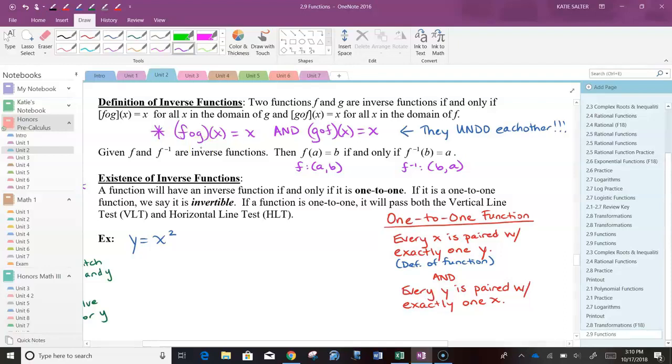If you compose f of g of x and g of f of x and they both come out equal to x, it is because they are inverse functions. All right, properties of inverse functions.